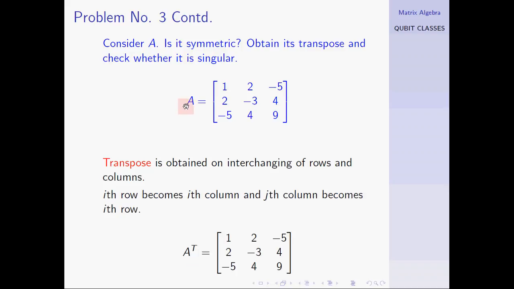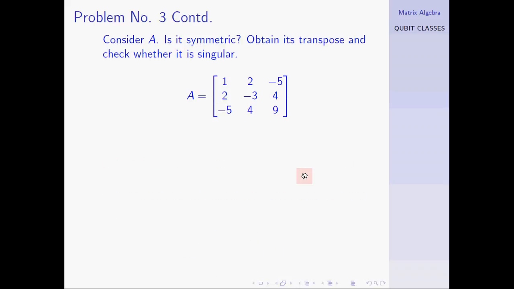Now since matrix A is symmetric, its rows and columns are identical. So when you replace this first row, which is 1, 2, minus 5, by its column 1, 2, minus 5, you will again get the first row. The same applies for 2, minus 3, 4 and 2, minus 3, 4, and minus 5, 4, 9 and minus 5, 4, 9. Thus we have obtained the transpose of this matrix.